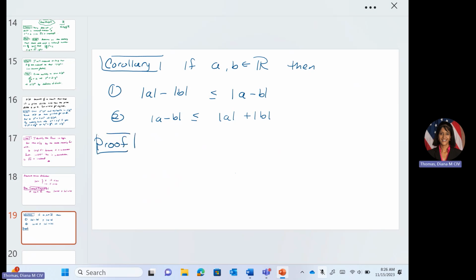So these are what proofs look like in real analysis. If I want to prove this, I'm going to do what we call adding a zero. I've not changed anything. I've just added a minus b and then added a plus b, so those two things are the same.